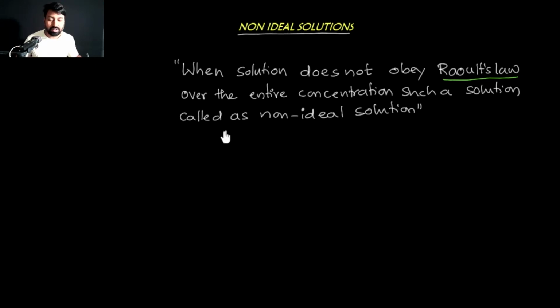In the previous video I explained Raoult's law. Raoult's law is given as the partial pressure of a solution equals the partial pressure of one of the components, say A, in its pure state, multiplied by the mole fraction of component A. This is the equation given by Raoult. In that, you calculate the partial pressure of a solution using the partial pressure of the component in the pure state multiplied by its mole fraction.